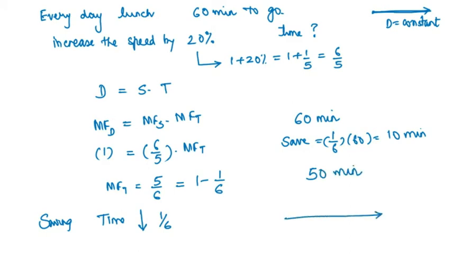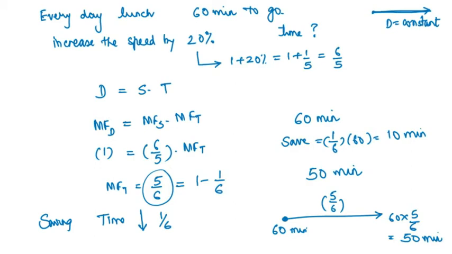What does it mean? Previously, I used to take 60 minutes. My multiplying factor is 5 by 6, so I write 5 by 6. So new time is equal to 60 into 5 by 6. That is nothing but 50 minutes.